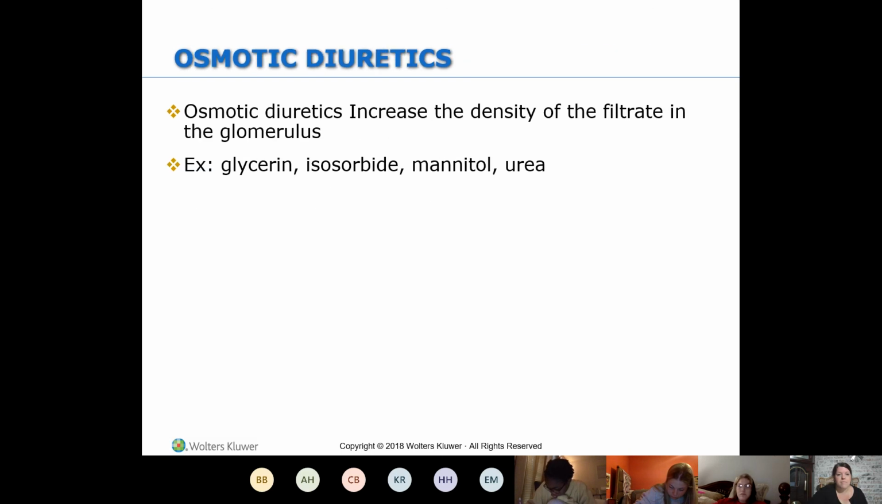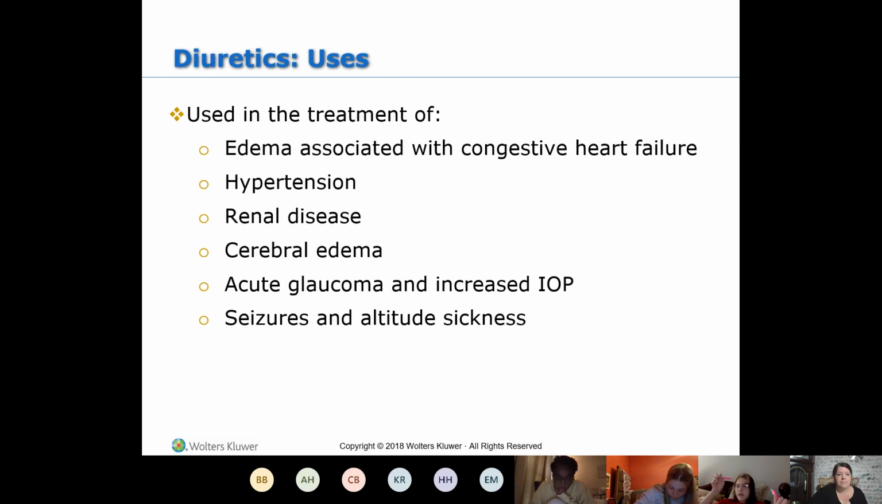Did you say osmotic cerebral edema? Yes, cerebral edema in the brain.